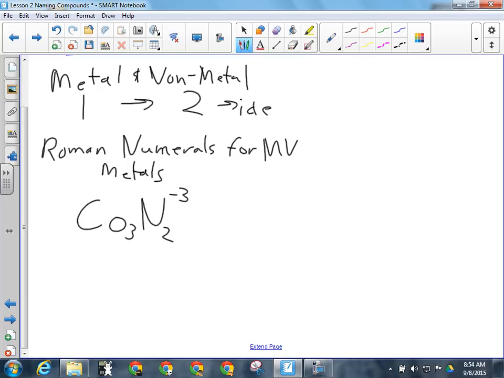All right, so I always look to the non-metal because I know it's only going to have one possible charge. When all is said and done, the net overall charge of this compound has to be 0. All right, 2 times -3 is -6. So there are 6 negative charges. That means there have to be 6 positive charges. So the charge on cobalt will be 2, okay? Because 6 divided by 3 is +2.